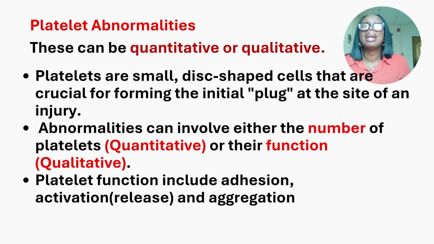Abnormalities that can occur in the platelet are either in the number, when you have a reduced number of platelets, that is quantitative, what we call thrombocytopenia, or in their function, which is qualitative. When we talk about platelet function, we are talking about platelet adhesion, platelet activation, the release of platelet granules, and platelet aggregation.